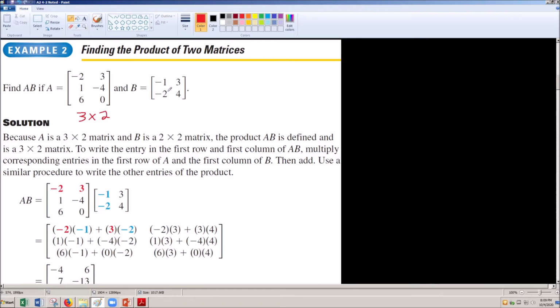For my second matrix here, I have 2 rows by 2 columns. The first thing I always want to do is check to see, can I multiply these things? Yes, I can. And then what will my new matrix be? My new matrix will be a 3 by 2.